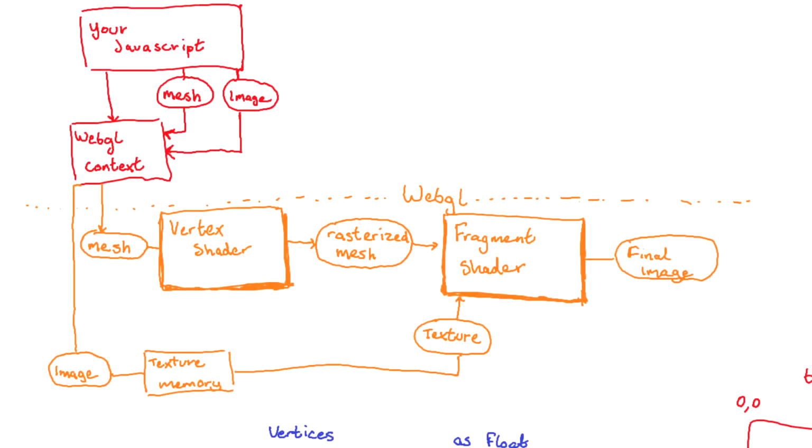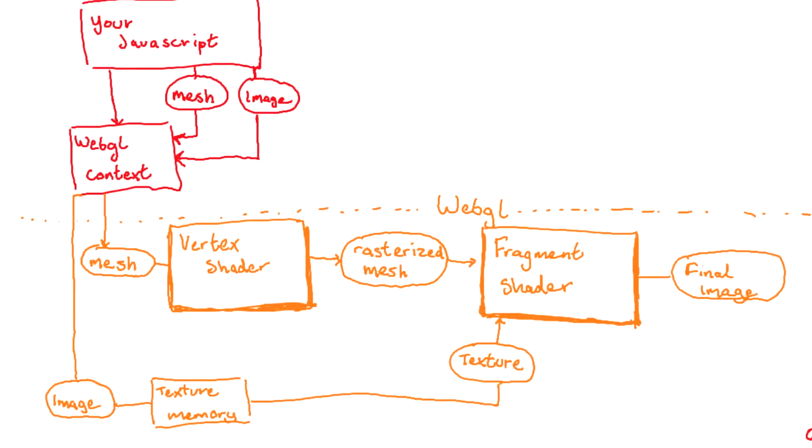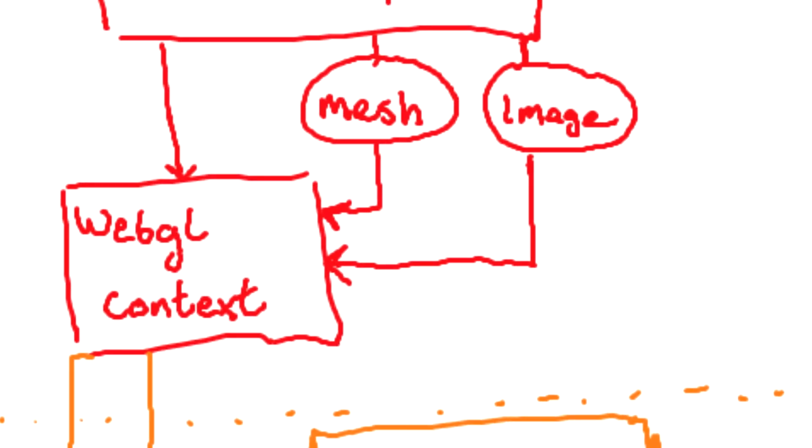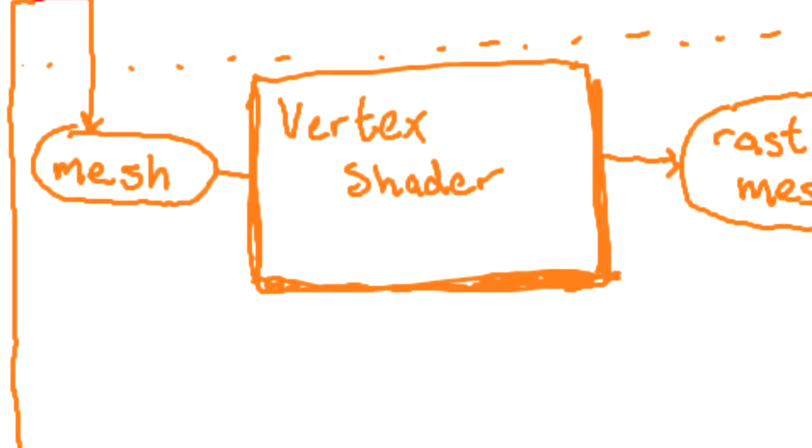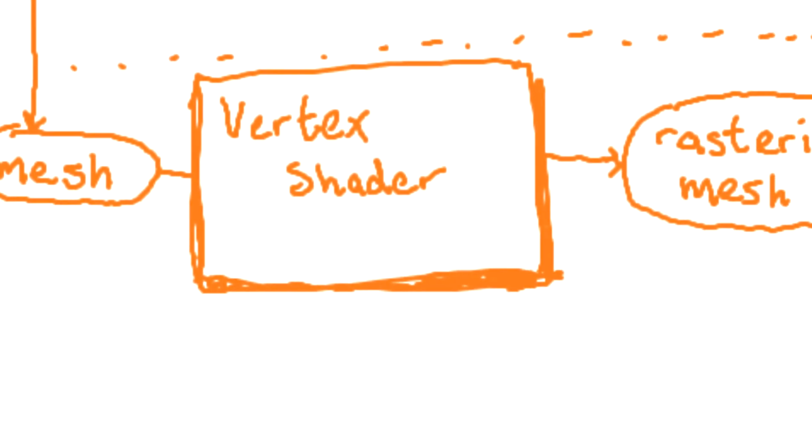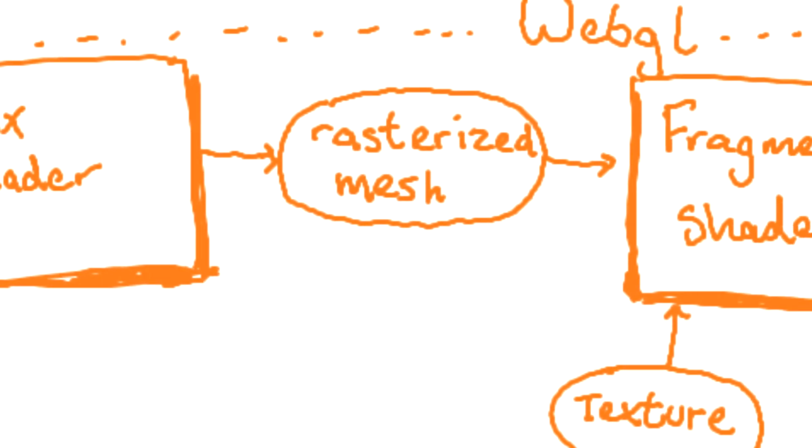So the steps that OpenGL goes through are, first of all, we feed it some coordinates, these positional coordinates and these texture coordinates. They go into the vertex shader. What the vertex shader does is change the position of those depending on whatever vertex shader we've written. And what we get back out is a rasterized mesh, which is a fancy way of saying we get the actual pixel positions of all these coordinates.